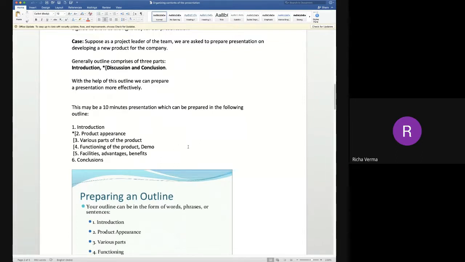Functioning of the product. Here you can come with the design or a diagram of the design, showing how this product would work, or maybe you can give a demo. You can always give a demo of your product, showing how it is working.